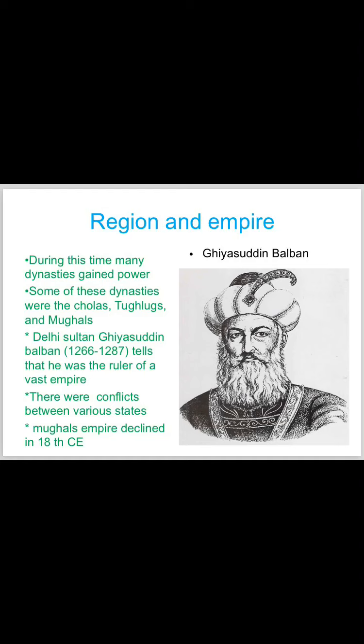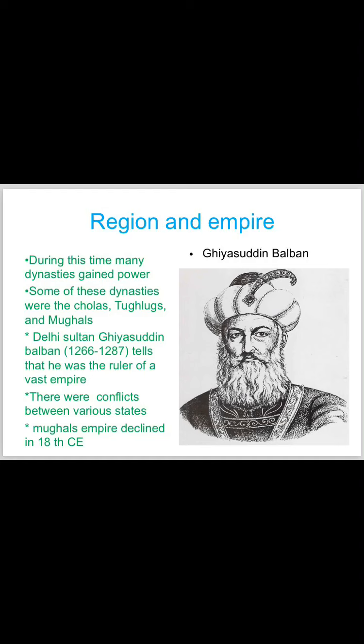During this time, many dynasties gained power. When someone becomes a king, they automatically gain power and wealth. Some of the dynasties were the Cholas, Tughlaqs, and Mughals. The Cholas, Tughlaqs, and Mughals we will discuss chapter-wise. I just mentioned the names here.